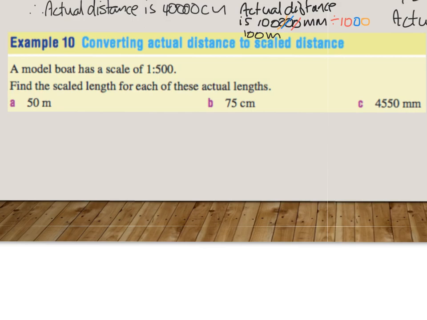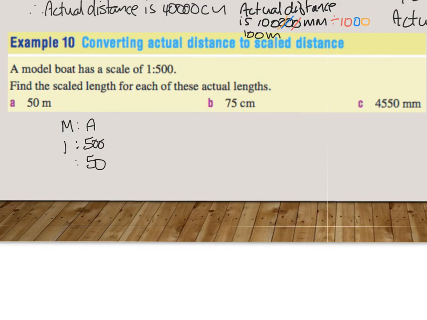For example 10, where we are now going to convert from actual distance to scale distance, I'm only going to do A and C. We're going to do it exactly the same way. So what I'm going to start off by saying is it's always map to the actual distance. Our scale that they give us is 1 to 500. And the question now says, find the scaled length for each of these actual lengths. So now the actual length for A is 50 meters, which means we put 50 on this side.